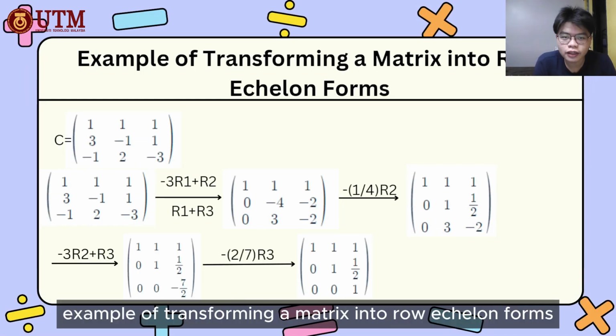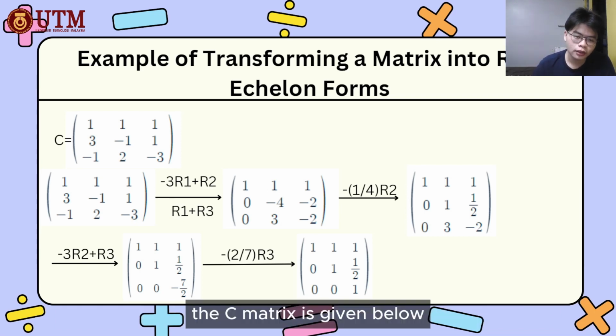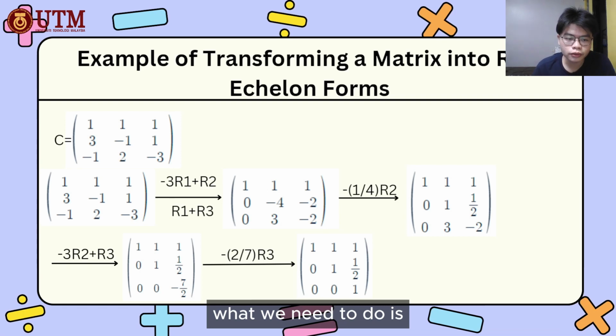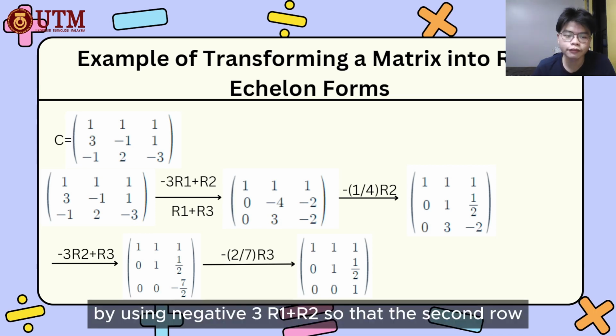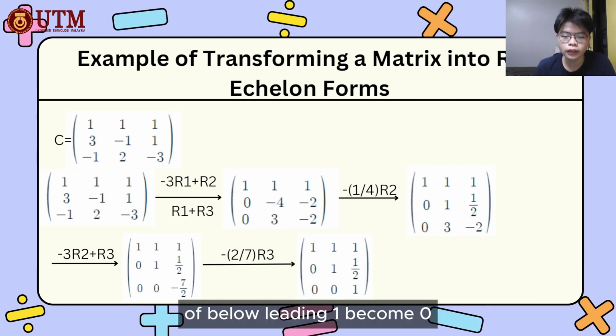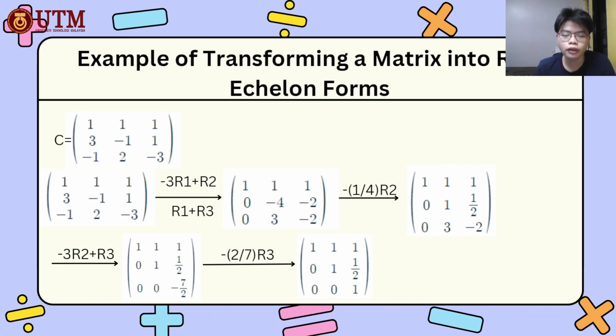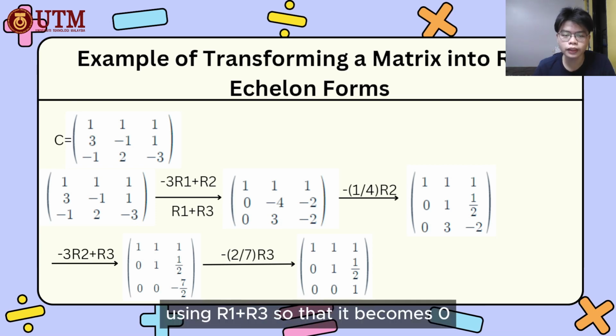This is the first example of transforming a matrix into row echelon form. The C matrix is given below. What we need to do is identify the first leading one first, and next we need to change the entries below the leading one to become 0 by using negative 3R1 plus R2, so that the second row below the leading one becomes 0, and change the third row of the first column using R1 plus R3 so that it becomes 0.